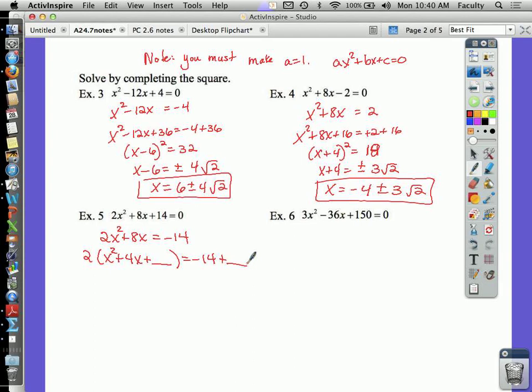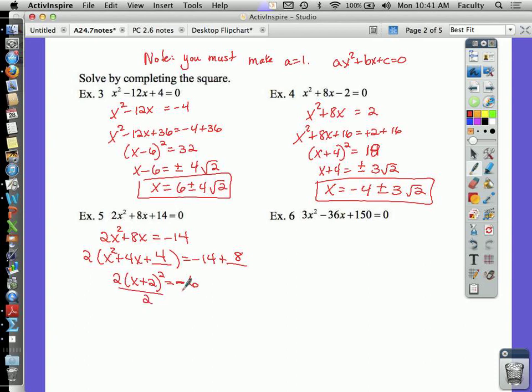But here's the difficulty. You take half of 4, which is 2, and square it. Inside the parenthesis, I'm adding a 4. But what did I actually add on the left side? It wasn't 4. It was 8. Do you guys see that I actually added 2 times 4, which is 8. So I have to put a plus 8 on the right side because that's really what I added to the left side. Then this becomes 2 times the quantity, x plus 2 squared, equals -6.